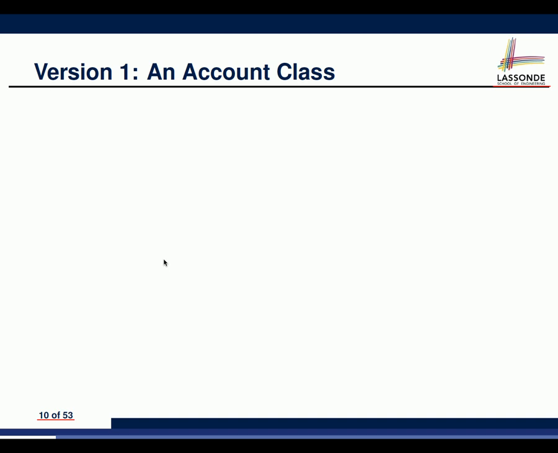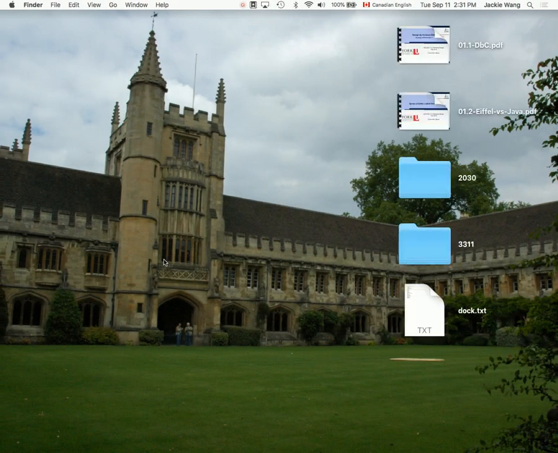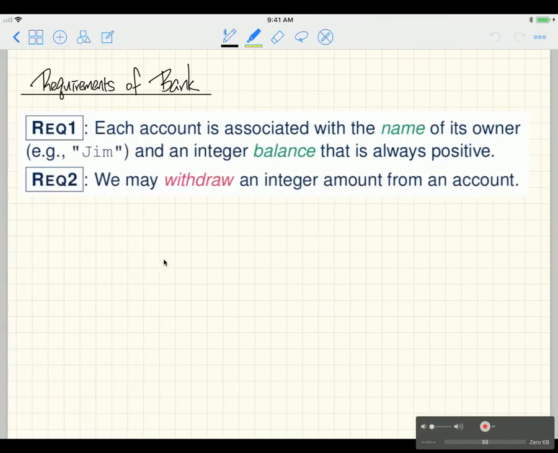Let me review very quickly the problem that we're trying to solve. Remember, we talked about the requirements of a bank application. We've got 2 requirements. Requirement number 1: each account is associated with a name and also a balance, which should always be positive. Whenever you see always positive, you should have the equivalent mathematical formula: larger than 0, strictly. And then we may withdraw an integer amount from the account, and the requirement is intentionally vague. It doesn't tell you whether the amount might be too large or negative. That's really up to your judgment.